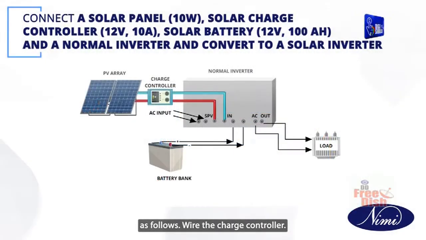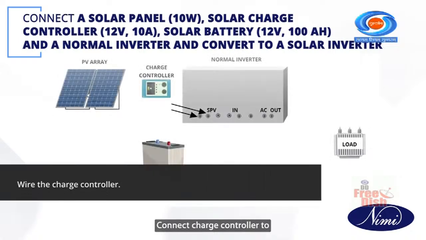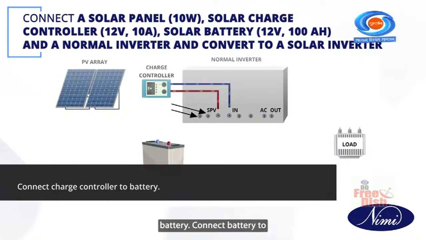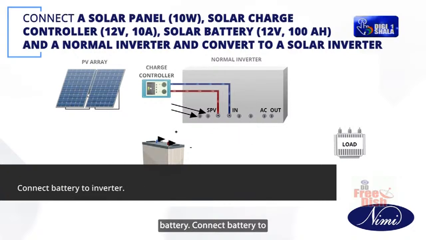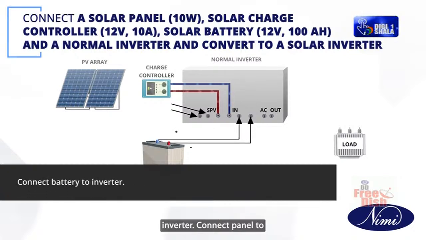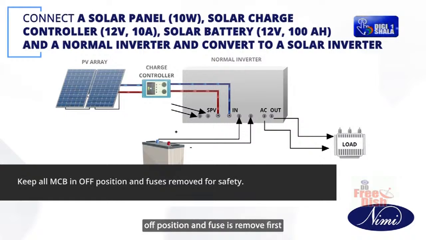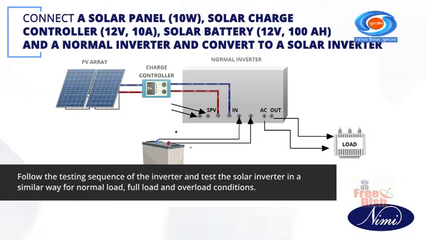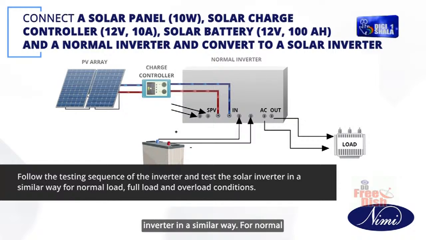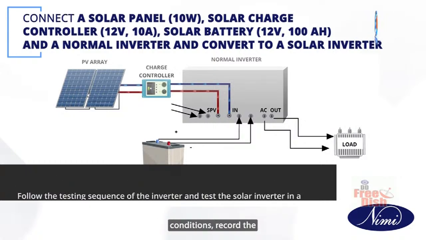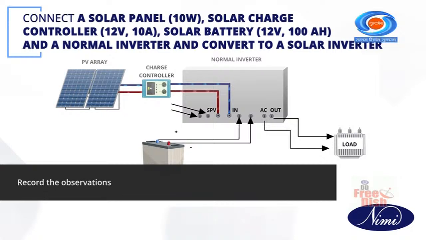Wiring sequence is as follows. Wire the charge controller. Connect charge controller to battery. Connect battery to inverter. Connect panel to charge controller. Connect loads. Keep all MCBs in off position and fuses removed for safety. Follow the testing sequence of the inverter and test the solar inverter in a similar way for normal load, full load and overload conditions. Record the observations.